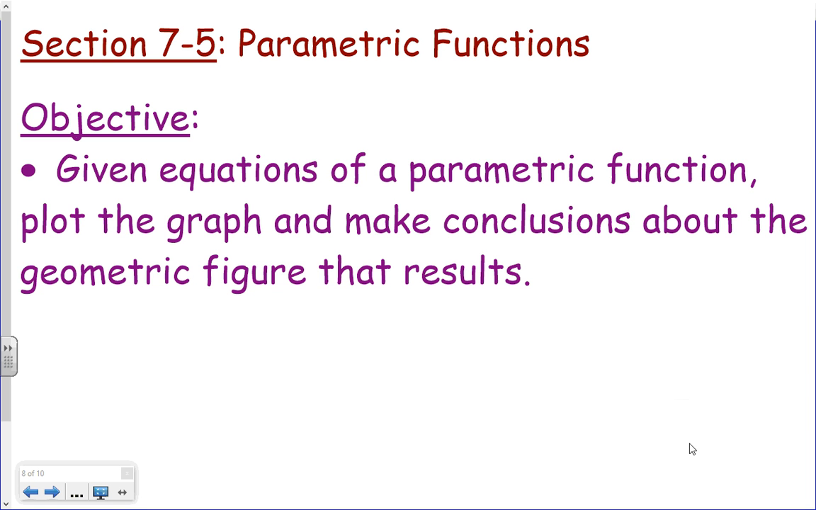All right, open up your book to section 7-5. We're on page 365 in your book. And the title of this section is Parametric Functions. And the objective is, given equations of a parametric function, we want to be able to plot the graph and make conclusions about the geometric figure that results.